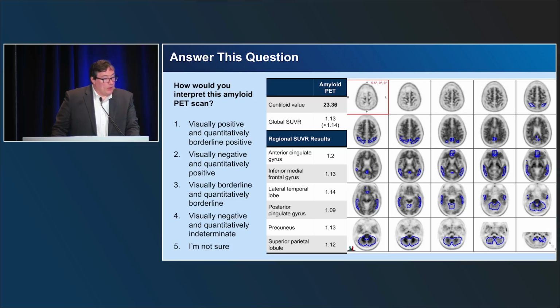So the question for you is, how would you interpret this PET scan? Visually positive and quantitatively borderline, positive. Visually negative and quantitatively positive. Visually borderline and quantitatively borderline. Visually negative and quantitatively indeterminate, or I'm not sure. And I'm showing this because this is a tricky case.